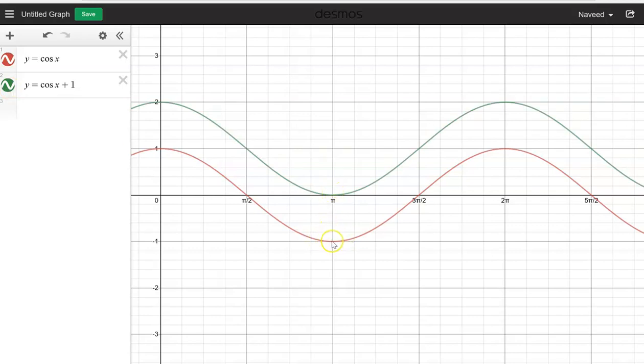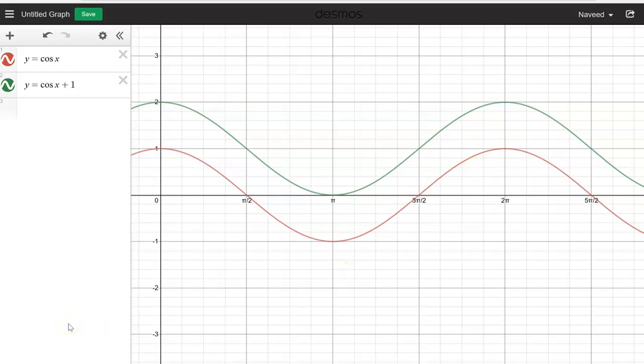Okay, so this coordinate right there, which was -1 for the y value, went up by 1, and this coordinate here, 1 for y, goes up to 2, and so forth and so on. And notice now that the midline here is not y equal to 0, which is the x-axis, but has gone up to y equals 1. Everything else is the same, the amplitude the same, everything is the same.